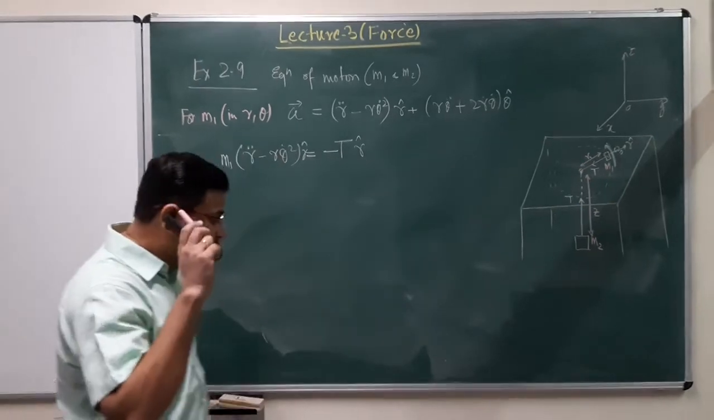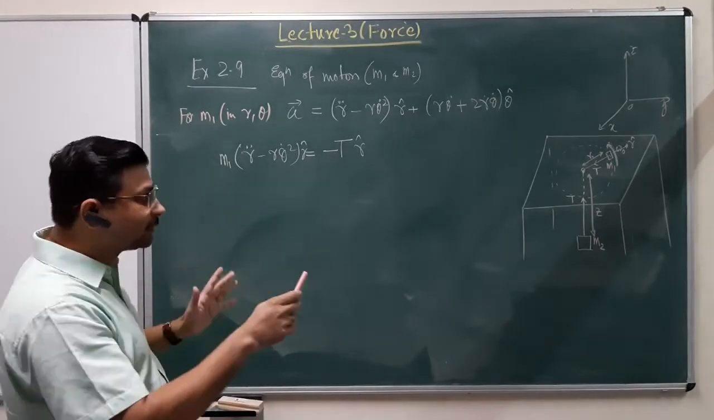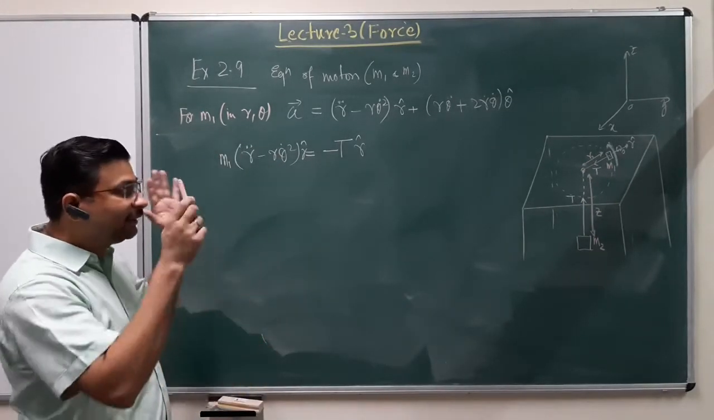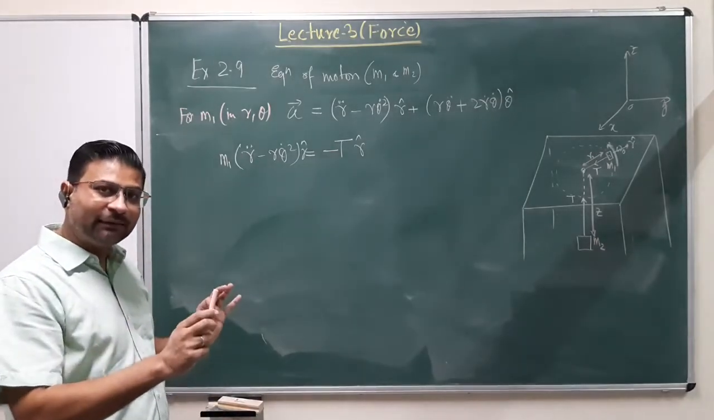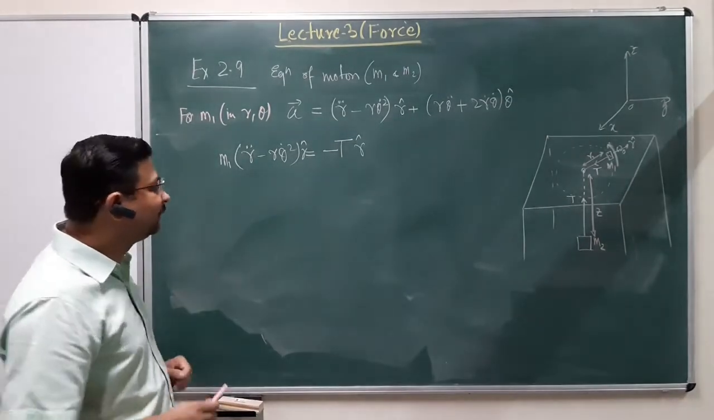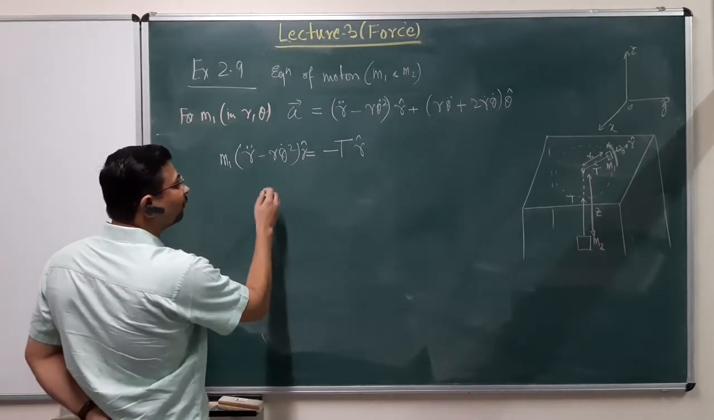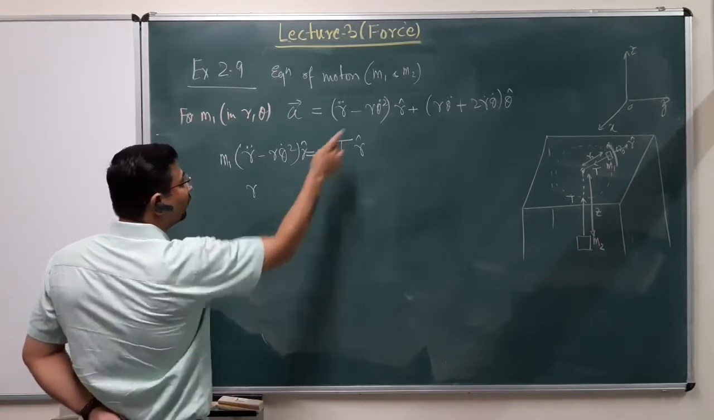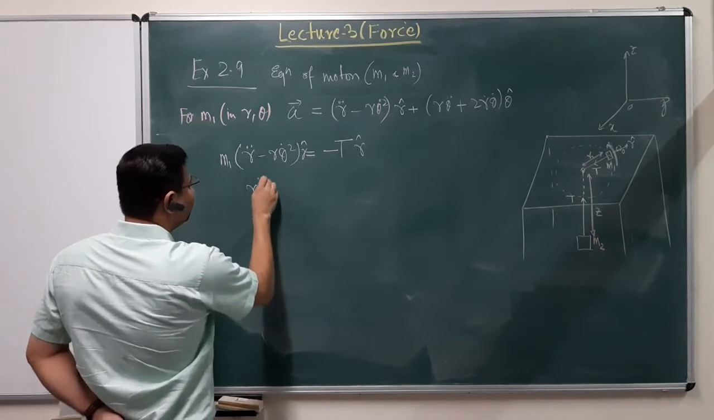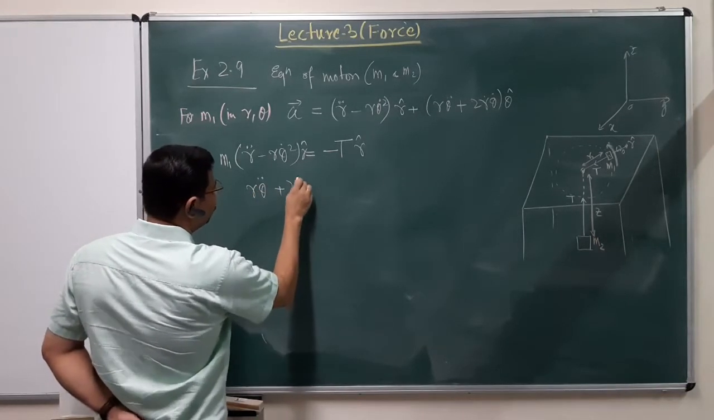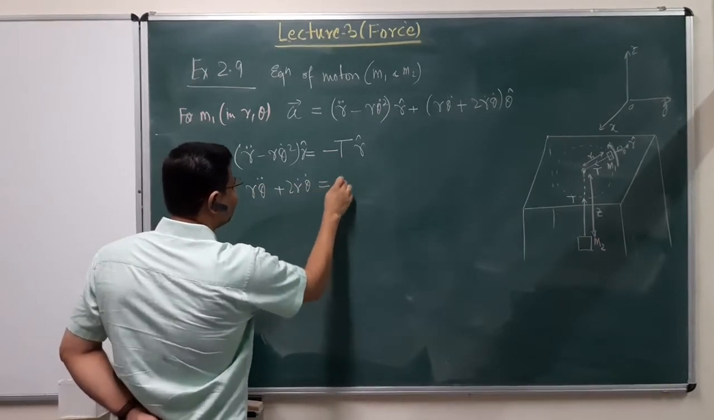Of course, after we let the system evolve freely, these things will come in, but at the instant that we release the system, these are the conditions. So there is no tangential or angular component, and what that means is that in the previous equation, r theta double dot plus 2 r dot theta dot is basically equal to 0.